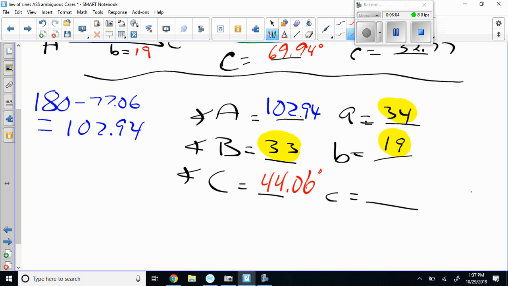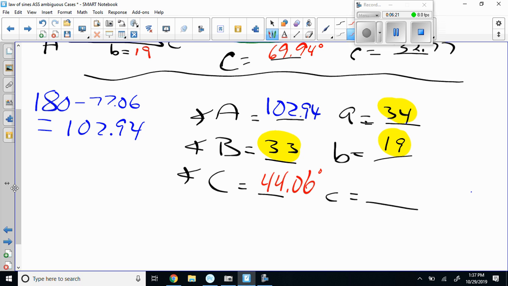Now, you can use the law of sines to find out what side C is, right? Yes or no? Yes, you can. All right. And you've got answers on your sheet, correct? Okay, good. So you can check that.